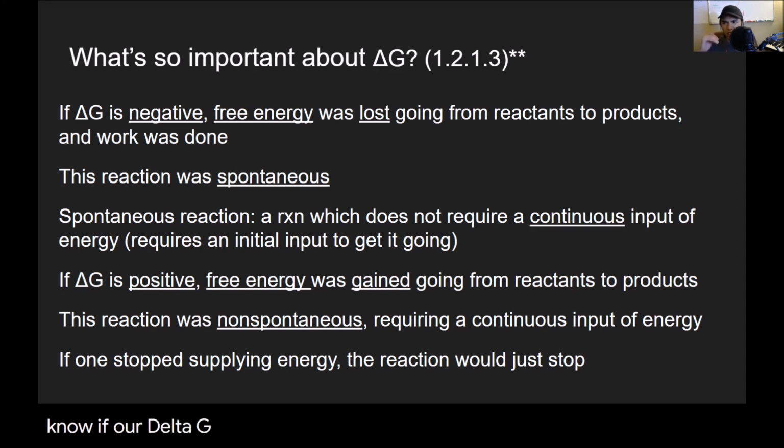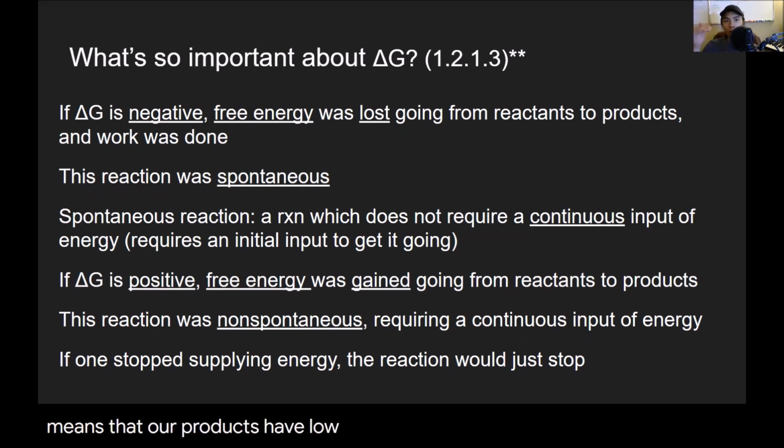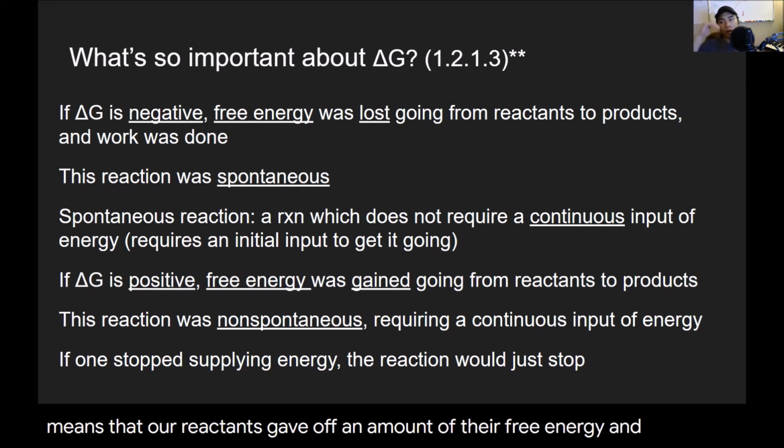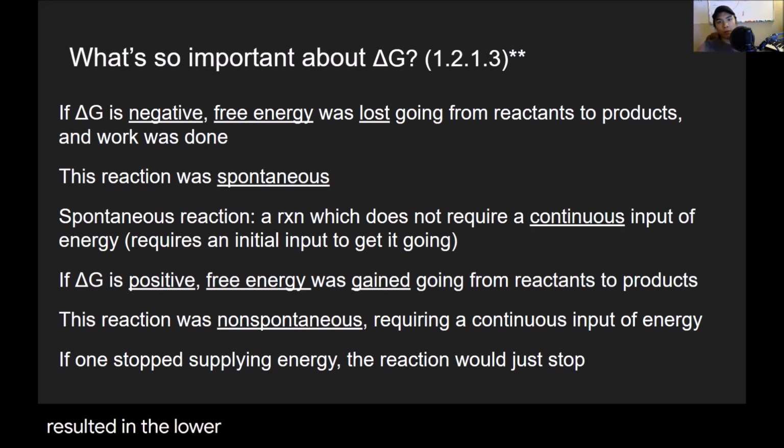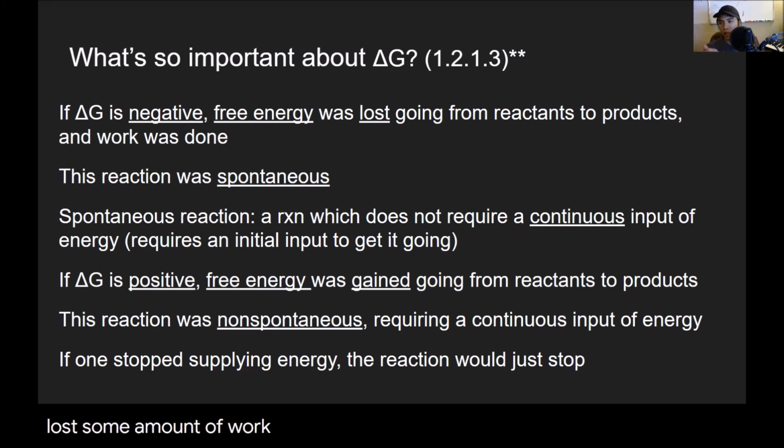If our delta G is negative, remember that if you have a negative delta value, that means that our products have less of whatever than our reactants. This means that our products have lower free energy compared to our reactants. That means that our reactants gave off an amount of their free energy and they resulted in the lower energy products. That means that when their energy was lost, some amount of work was done.